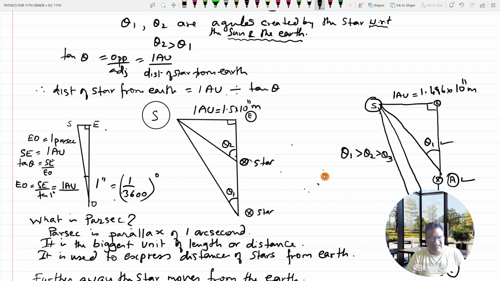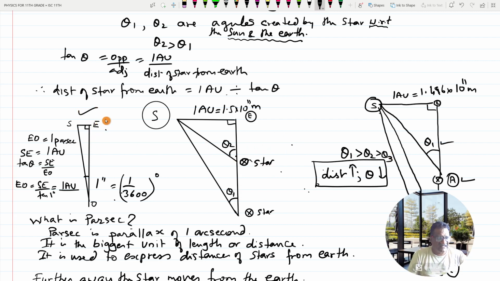So as the distance increases between the earth and the star, what happens? The theta, that decreases, isn't it? This concept is used to understand this parsec. Okay. Now, let us try to understand in this triangle.